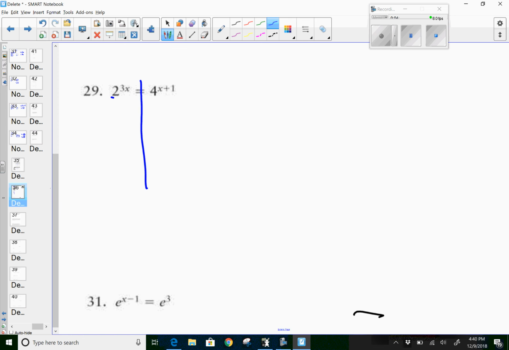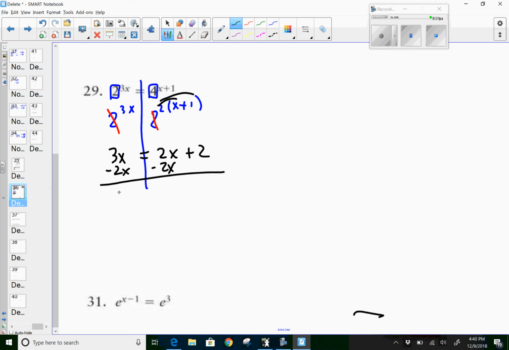Here again, the base is 2, here it's 4. So I know that 4 is 2 to the second power. The x plus 1 comes down. This remains as 2 to the 3x. Again, the bases are the same, so I cross them out and bring down the exponents. 3x is equal to, distributive property again, 2x plus 2. Then I subtract 2x from both sides, so I get x is equal to 2.